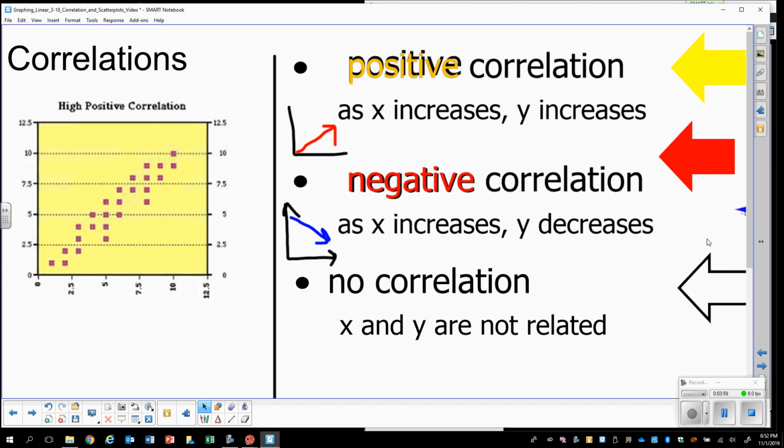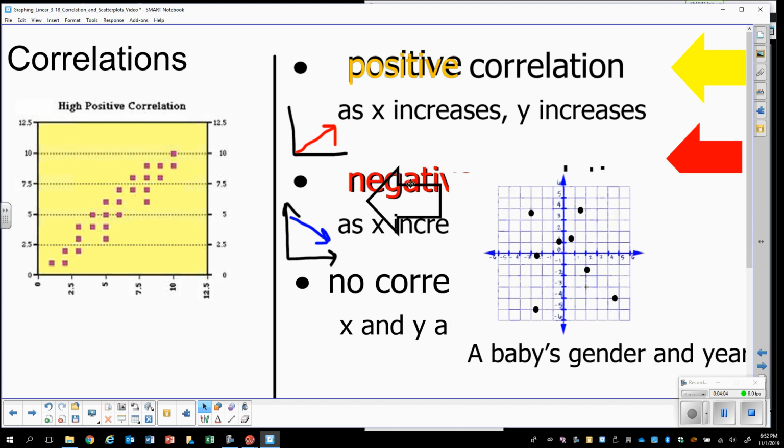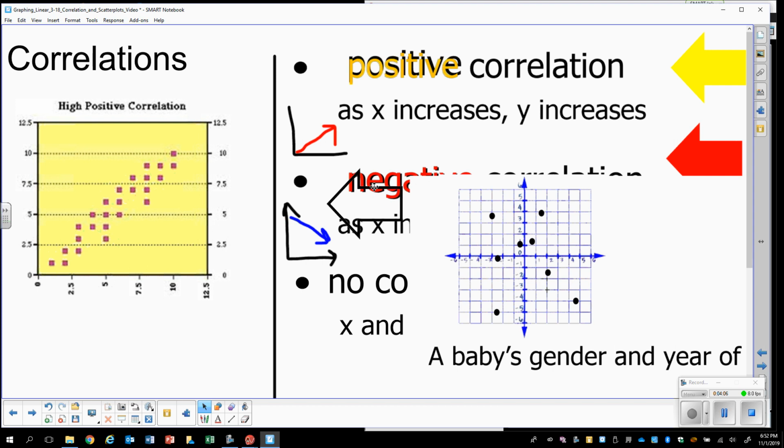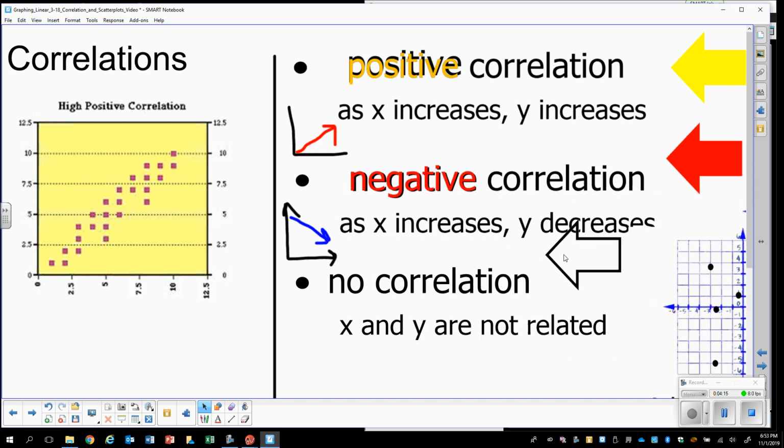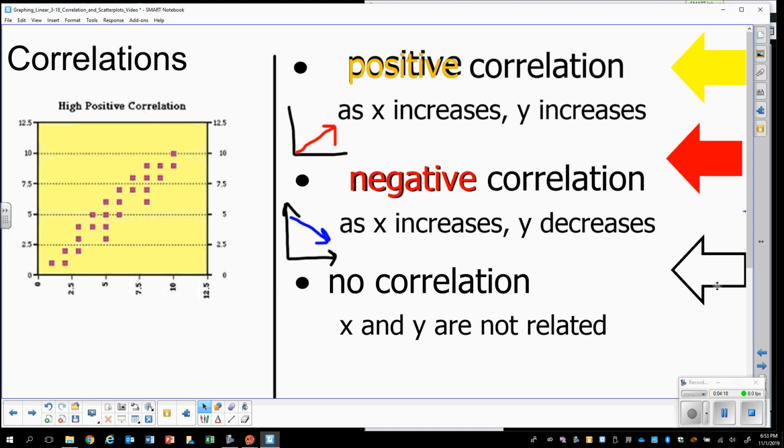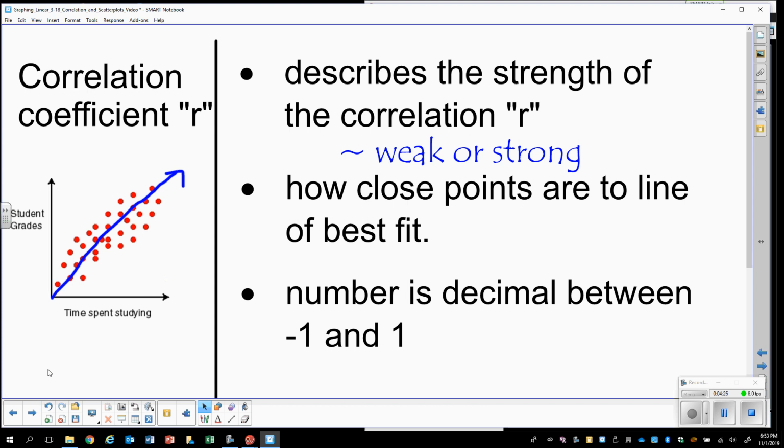Or no correlation, which would look like a bunch of points scattered about with no organization or trend whatsoever. They're just all over the place. We can't tell if it's going up, we can't tell if it's going down. There's really no relationship there. And so this is what no correlation would look like. And so when we're looking at these types of correlations, we're really looking at this trend. The other thing that we want to talk about though, besides if it's positive or negative or no correlation, is how strong that relationship is, how strong that correlation is.